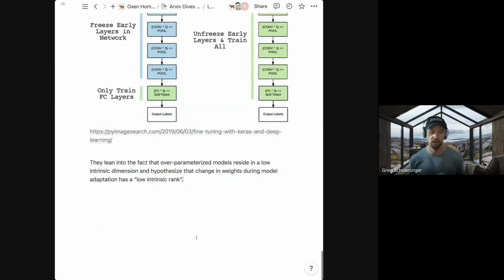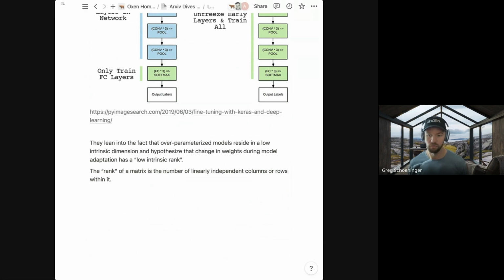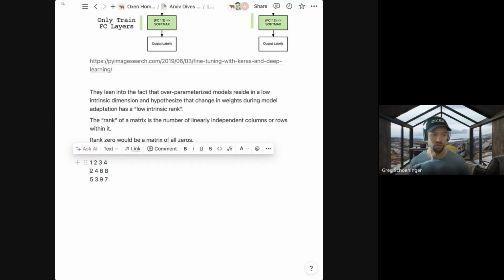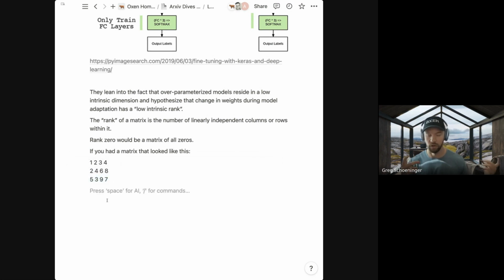They lean into the fact that these large language models are over-parameterized. And so they hypothesize that there is a low intrinsic rank of the matrix. I think it's helpful to think about what rank is in linear algebra. It's the number of linearly independent rows and columns. If we had a matrix of all zeros, the rank would be 0. If we had a matrix that looked like this, where you have 1, 2, 3, 4, and 2, 4, 6, 8, these two rows are pretty much a multiple of each other. So they're not adding much new information, whereas the third row, I just picked a bunch of random numbers, and that means it's adding a bunch of new information.